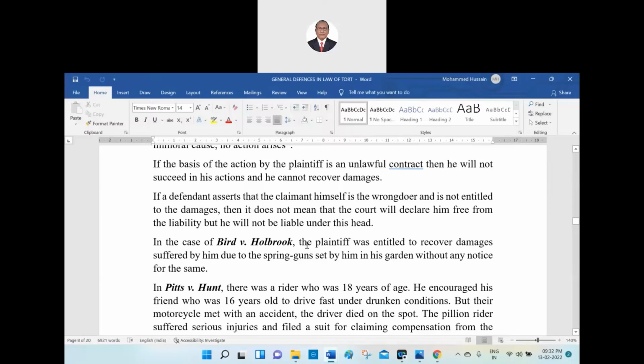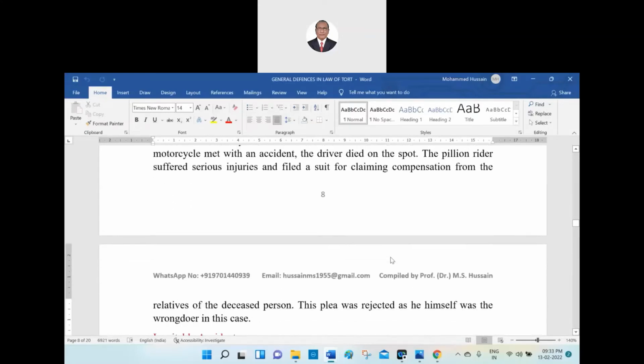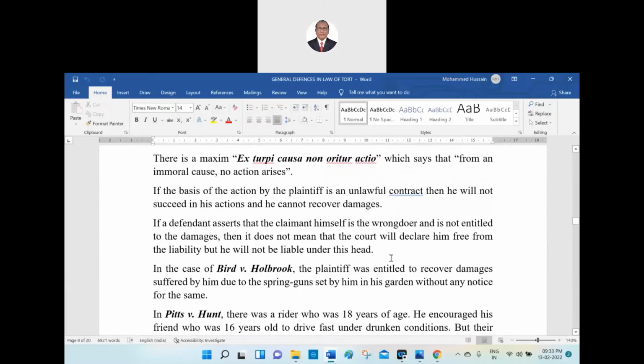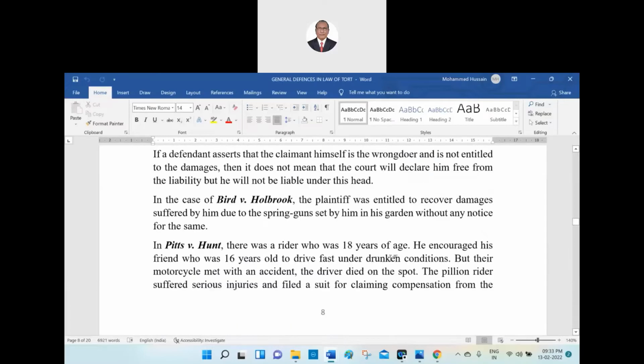Pitts versus pillion rider, because Pitts, P-I-T-T-S, and pillion also starts with P. So that is the way you have to remember the cases. Pitts, the pillion rider case law, we would remember. Then you can write the story. The story also you have to write depending upon the marks. If 5 marks are there, you cannot write a 10-page story. Are you following me? So how many cases are there in total? Bird versus Holbrook and Pitts versus Hunt. Two cases you have to cite when you want to say ex turpi causa non oritur actio. Okay?